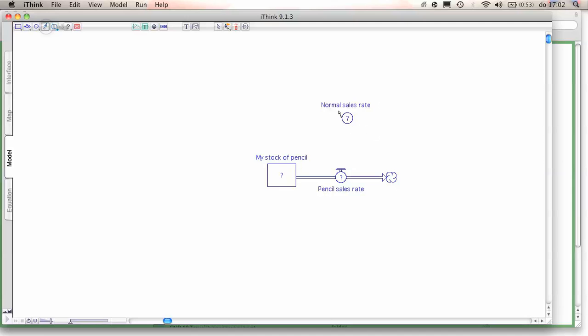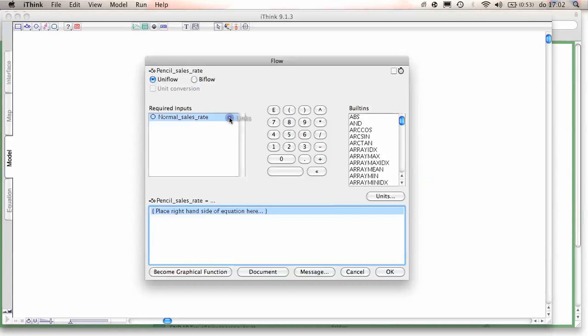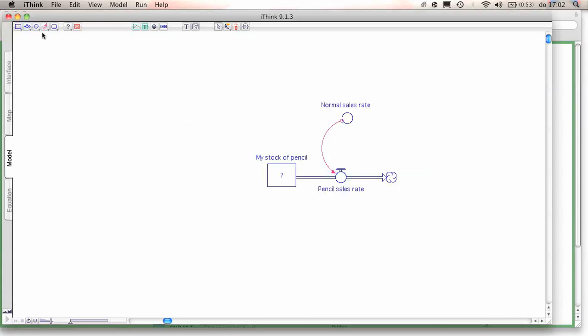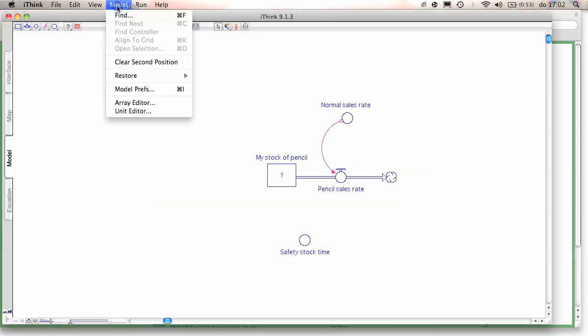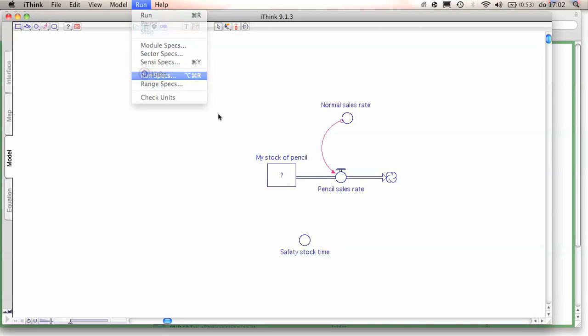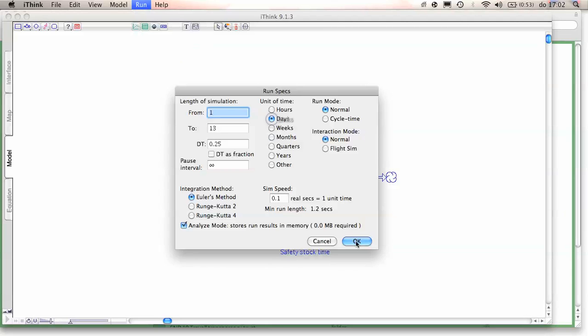And let's say that normal sales rate is like 10. So the pencil sales rate is equal to the normal sales rate. And let's also say that my safety stock time here in the pencil stock itself is 2 periods' worth of pencils. Let's, for the sake of doing this decently, make the run specs for days.